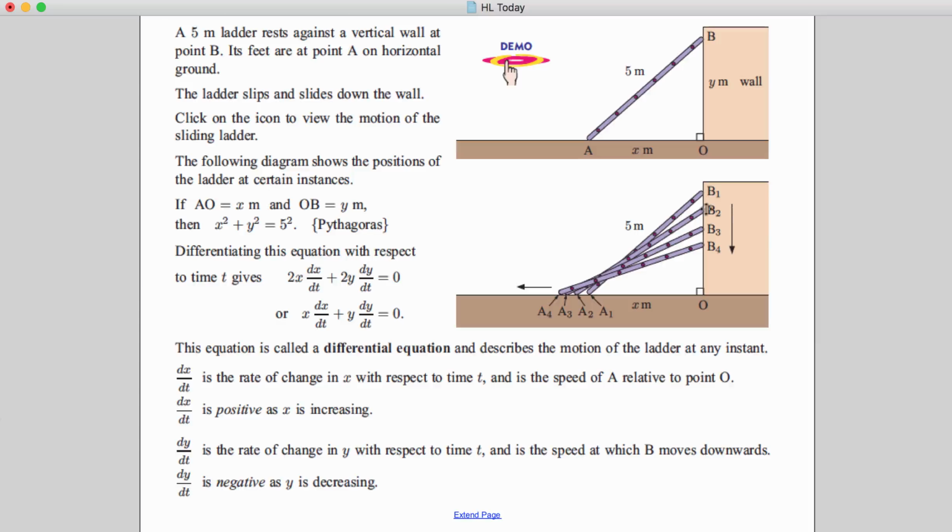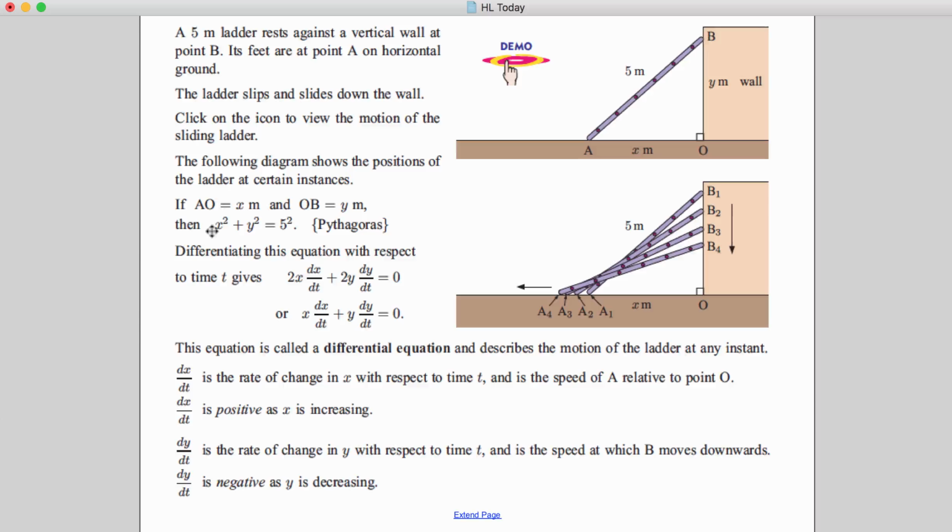So you can see as it slips down the different positions. We have a right triangle. The relationship here would be, if we let, of course, the horizontal be x, vertical be y, x squared plus y squared is equal to 5 squared. And if the ladder is sliding down the wall, well, the position of B is changing. And we calculate the rate of change using the derivative.